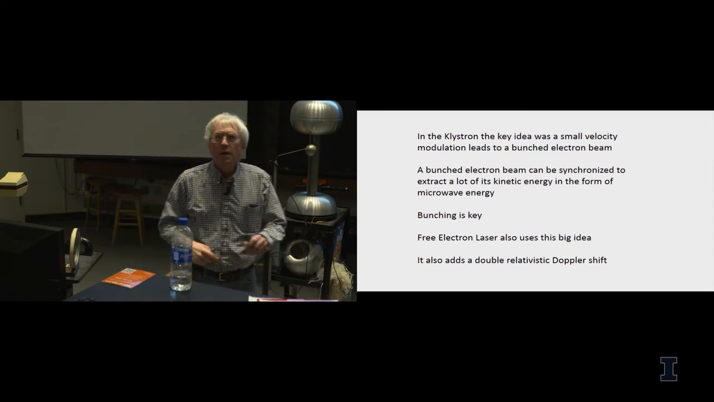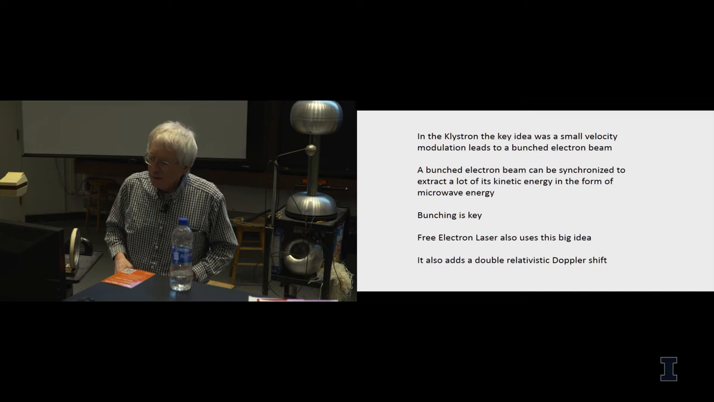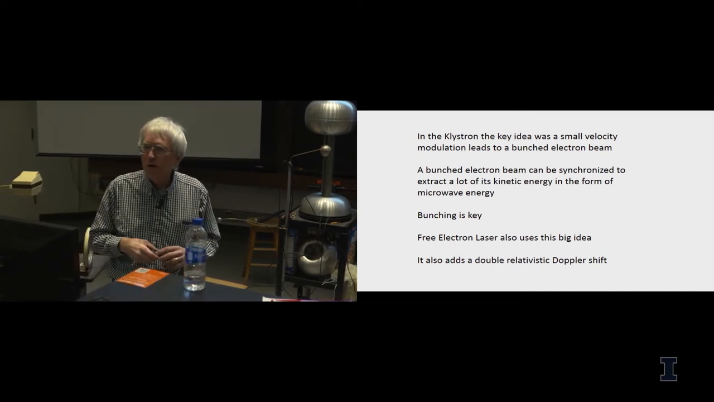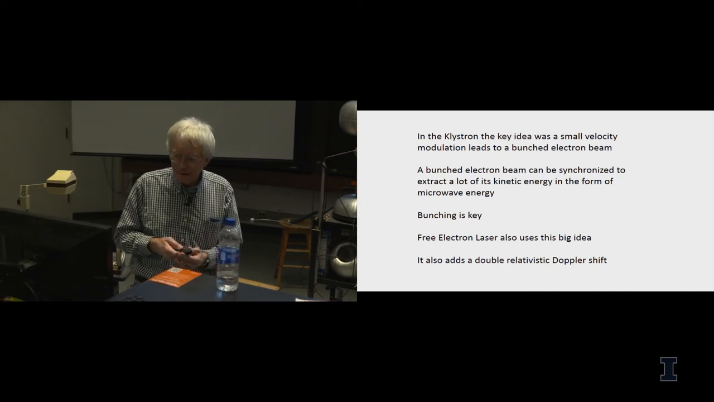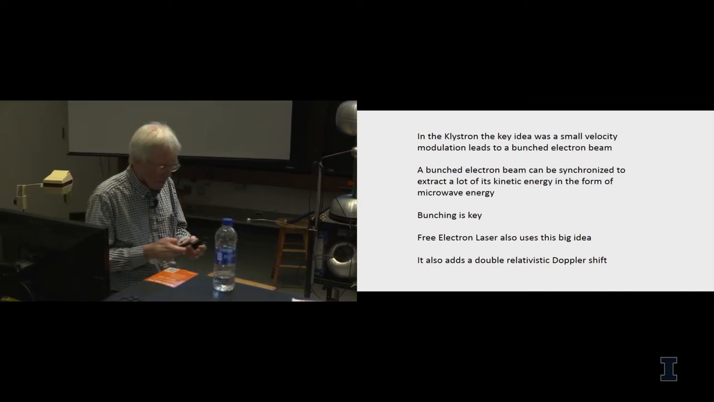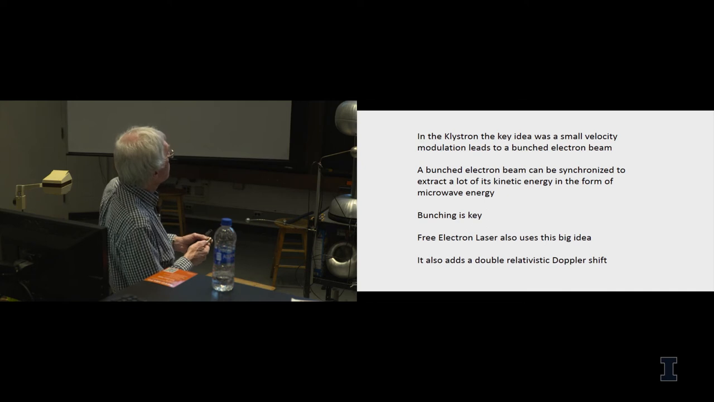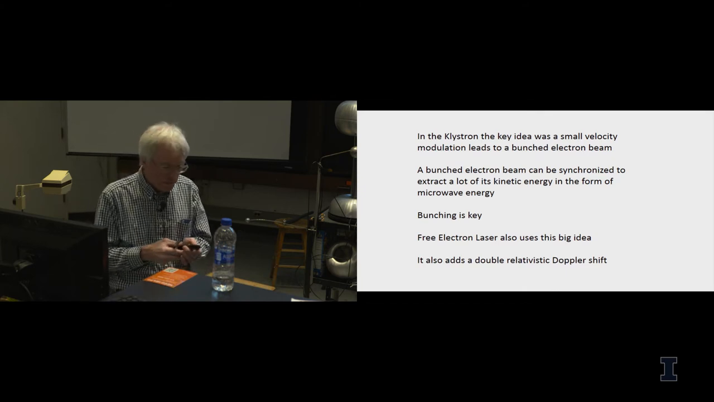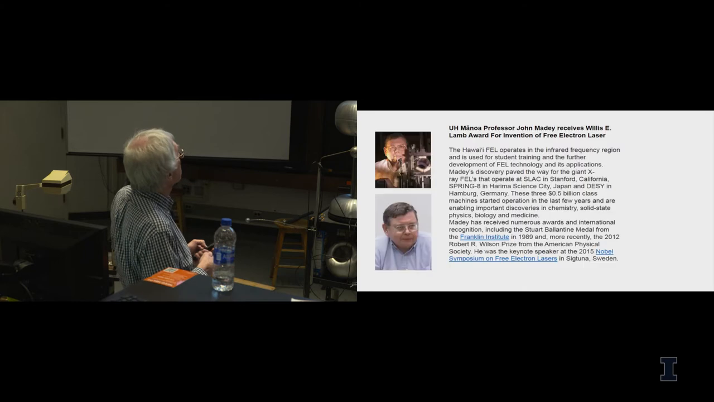Now, I want to step now to a different subject, but it's very similar. And this is the subject of free electron lasers. And this device here also uses bunching, but it adds to it a relativistic effect that's really a double Doppler shift. And I'll try to explain that as we get into looking at how this happens.